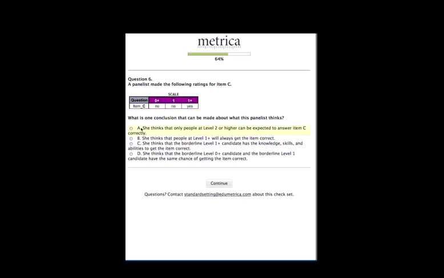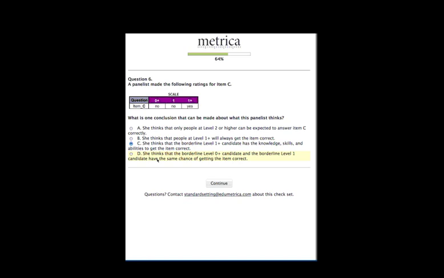So this is incorrect. Does she think that people at level 1+ will always get the item correct? Also not true. Some people at level 1+ will get the item correct. Some people at level 1+ will get the item incorrect. That's not what this judgment means. What about C? Does she think that the borderline level 1+ candidate has the knowledge, skills, and abilities to get the item correct? Bingo! That's the right answer, because that's what that judgment represents.